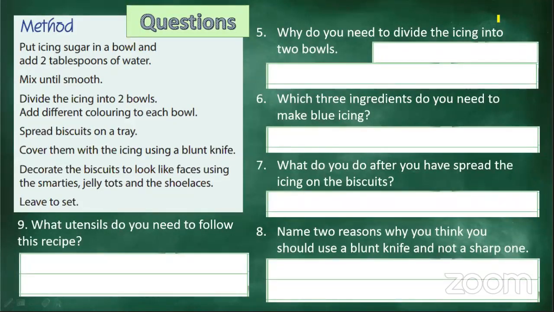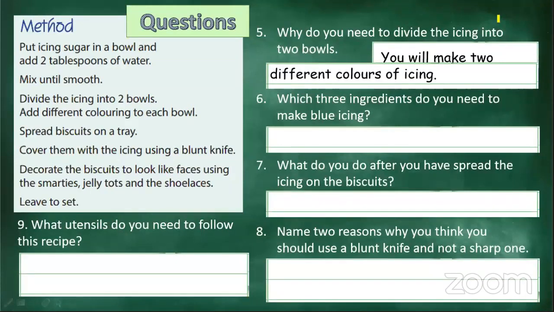Number 5, remember your complete sentences. Why do you need to divide the icing into 2 bowls? Someone said to make sure they don't become purple. That is a good reason, but let's explain that answer to someone who knows nothing about anything. Someone said, we are asked to divide the icing for pink and blue. Yes, so you guys have the right idea. It's because we are using 2 different colors of icing.